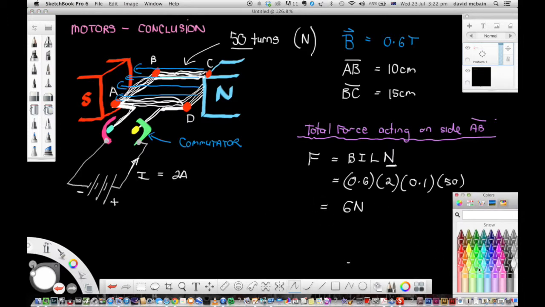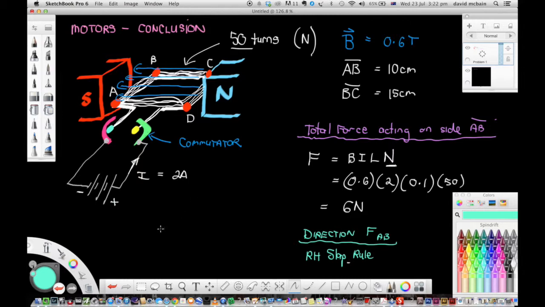The second part of the question that we're going to ask now is, what is the direction of the force acting on side AB? And to do that, we're going to use our right hand slap rule. So using our right hand slap rule, and we're applying it to this side of the motor, the left hand side, side AB.